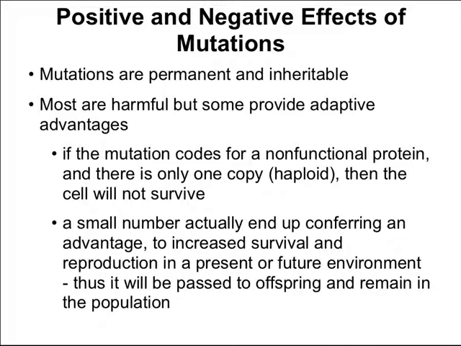However, a small number of mutations actually end up conferring an advantage, which increases the survival and reproduction of an organism. That survival could be increased in the present time, or perhaps in the future when the environment changes. For example, if it suddenly got more cold, or much more warm. In this sense, the preferential survival means that offspring will reproduce more frequently, and thus the mutation will be passed to the offspring and remain in the population. This is simply how the process of evolution works, and bacteria do it at a very high rate.